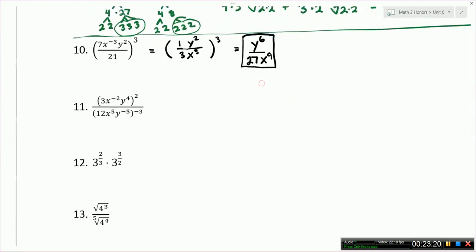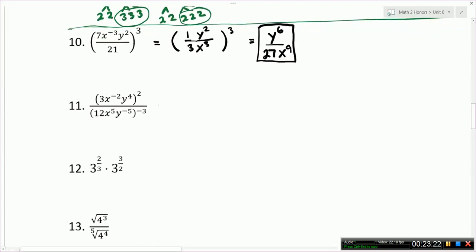Number 11. On this one, we cannot reduce the fraction first because the whole fraction's not in this set of parentheses like in number 10. We're going to have to work with the numerator and denominator separately at first, and then we can simplify further. So I'm going to square everything in the numerator.